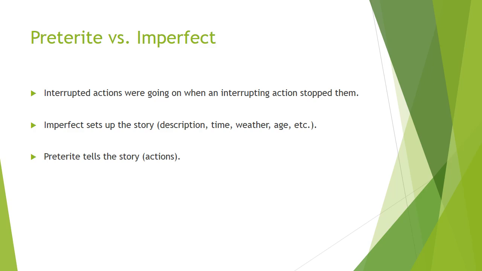Now on to preterite versus imperfect. Interrupted actions, which are conjugated in the imperfect tense, are things that were going on when an interrupting action stops them. The interrupting action is conjugated in the preterite tense. The imperfect tense is used to set up the story, describing people, telling what time it was, describing the weather, telling somebody's age, etc. Meanwhile, preterite tells the story. It's the actions of the story.